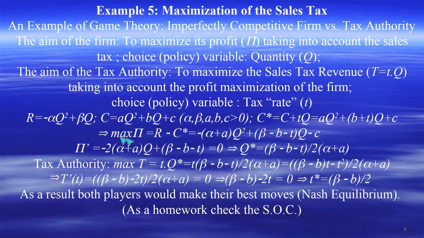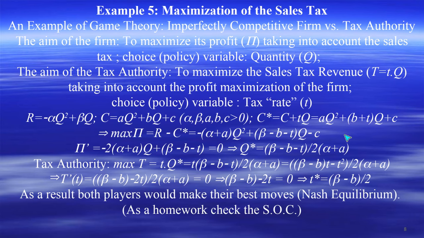All right. So what shall the firm do? It will maximize its profit, taking into account the tax cost as well, which is R minus C star. What is R minus C star? Minus (alpha plus A) Q squared plus beta Q minus B Q minus T Q, which is (beta minus B minus T) times Q, and minus C. So when you subtract C star from R and simplify, you will obtain this profit function.